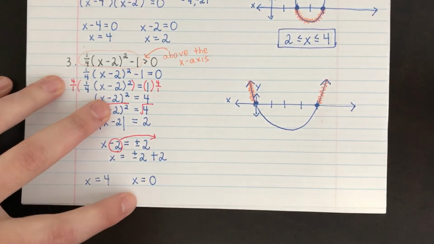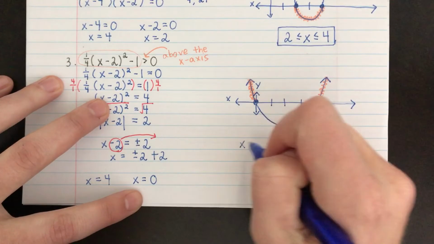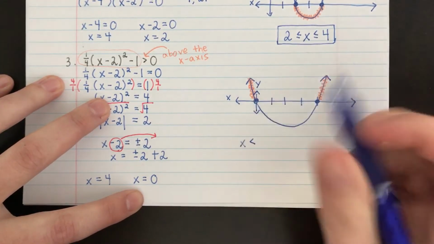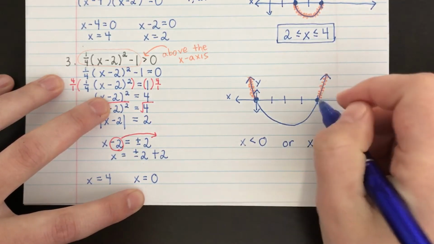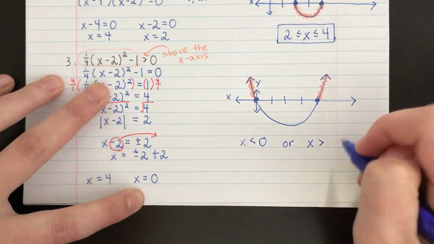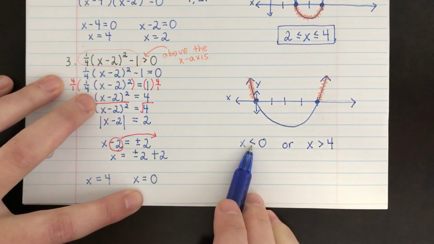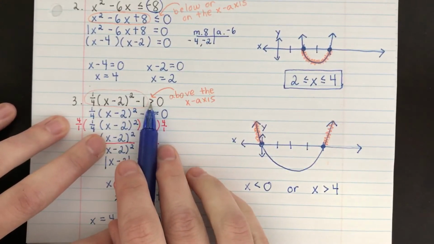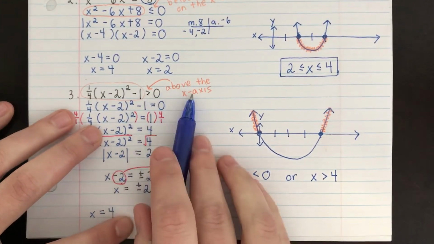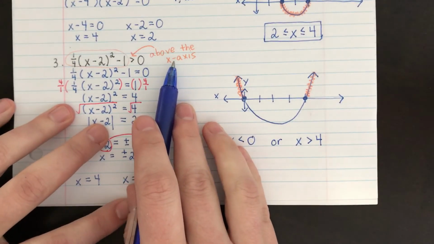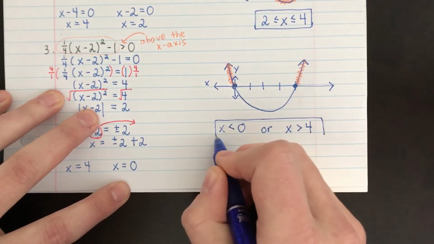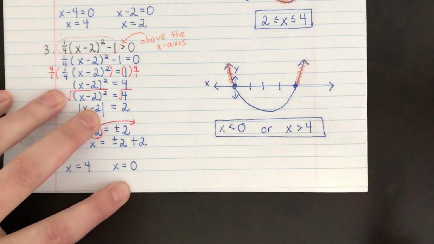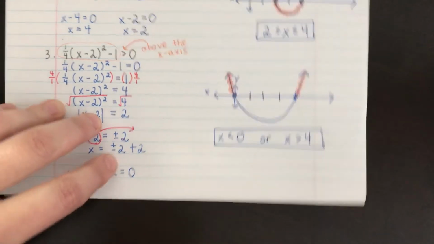So in this case, I have to use when x is less than 0, or when x is greater than 4. And again, remember, we're not or equal to because the problem wasn't given or equal to. We want to know above the x-axis, not above or on. So that would be my solution for this problem. Okay, so there we go on that one.